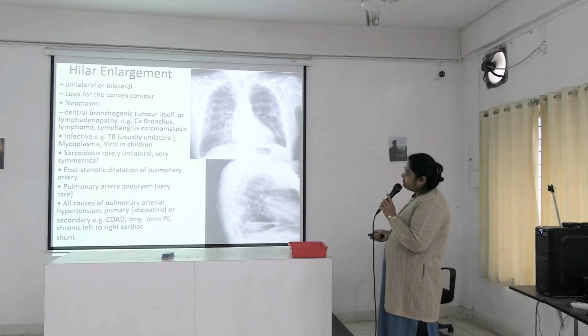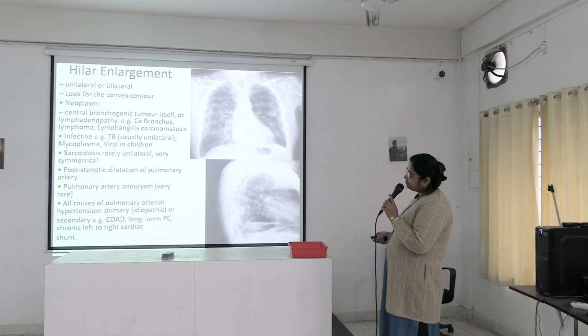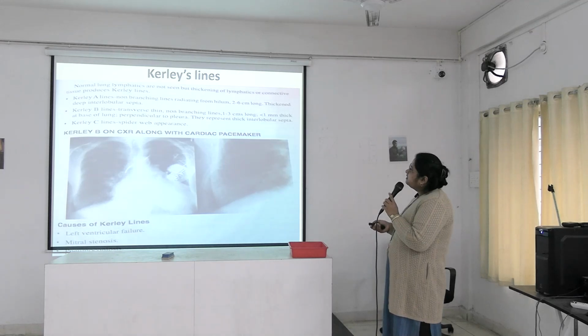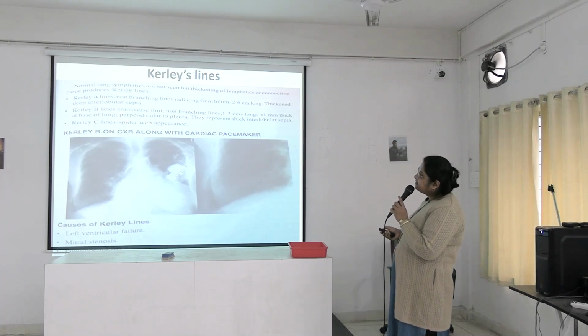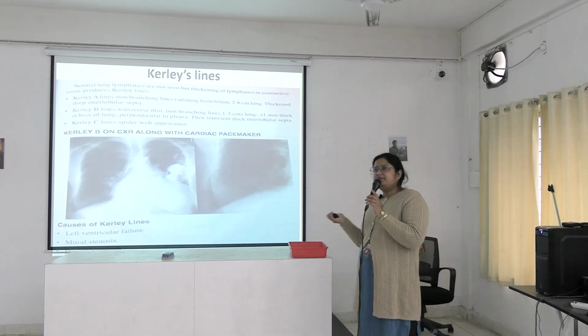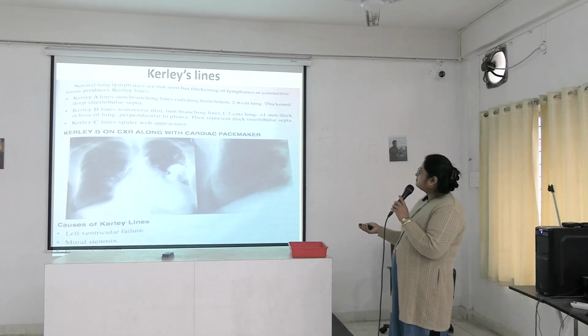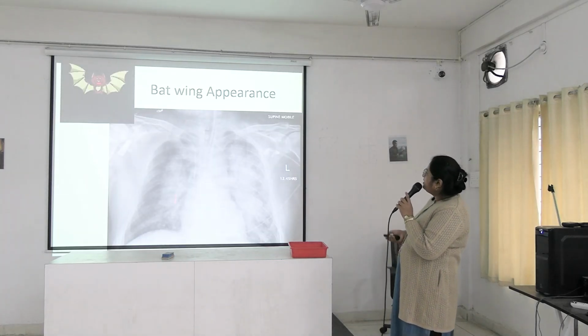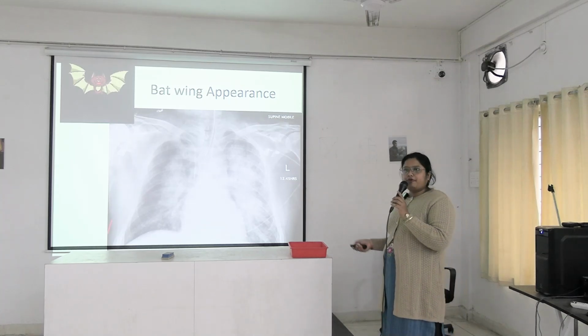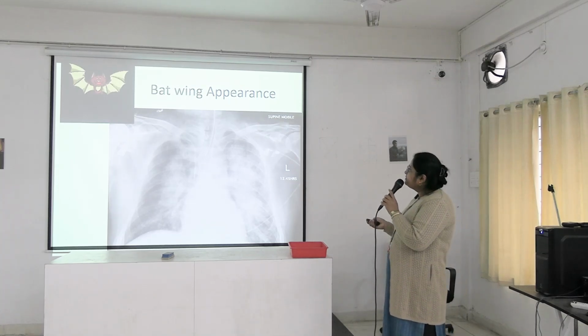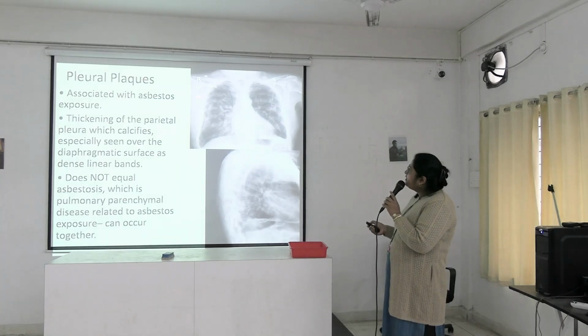And long-term pulmonary embolism, chronic left to right cardiac shunt. All these are causes of this hilar enlargement. Next are Kerley lines. Three types of lines are there: Kerley A lines, Kerley B lines, and Kerley C lines. This you will learn during medicine. Bat wing appearance. Bronchovascular markings are very prominent. Hilar enlargement. Next, you have to see pleural plaques.